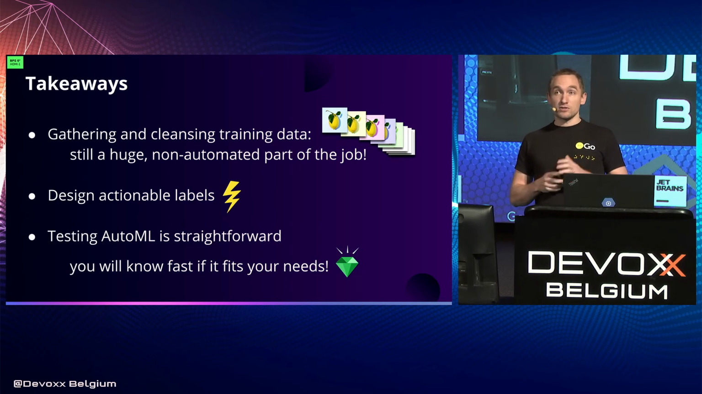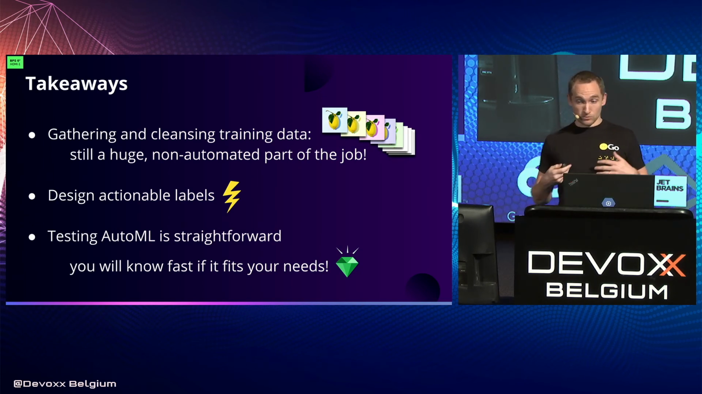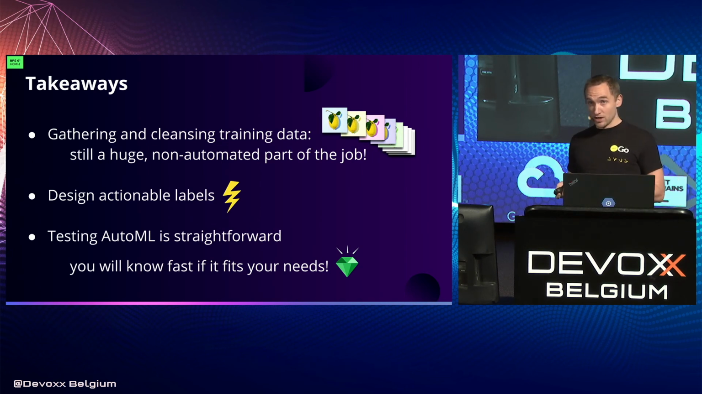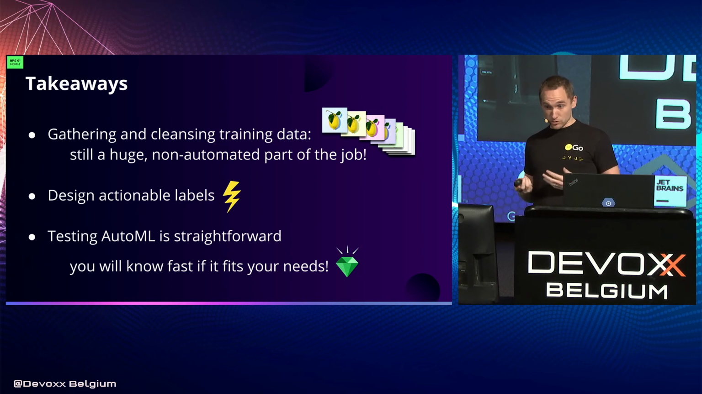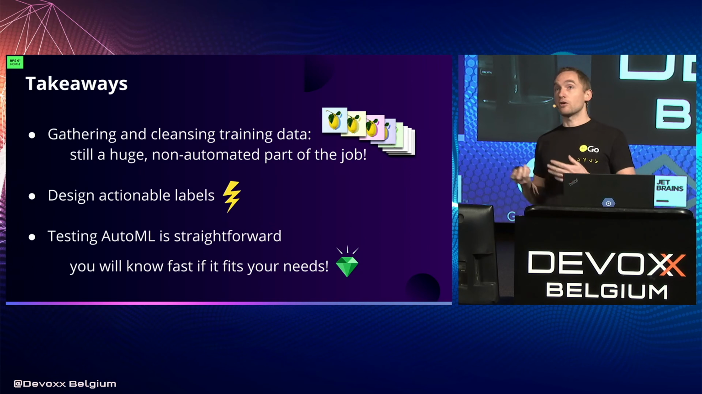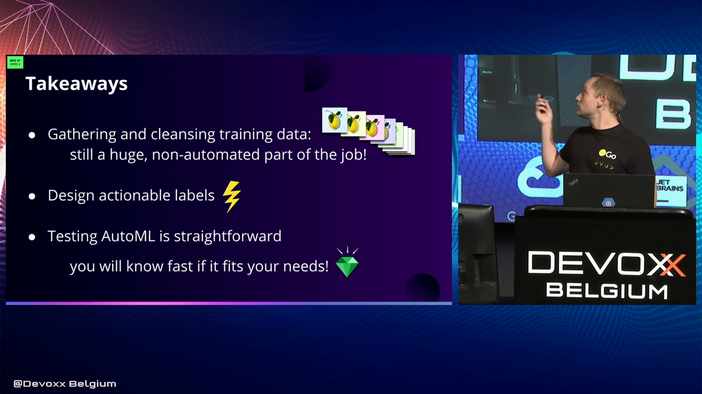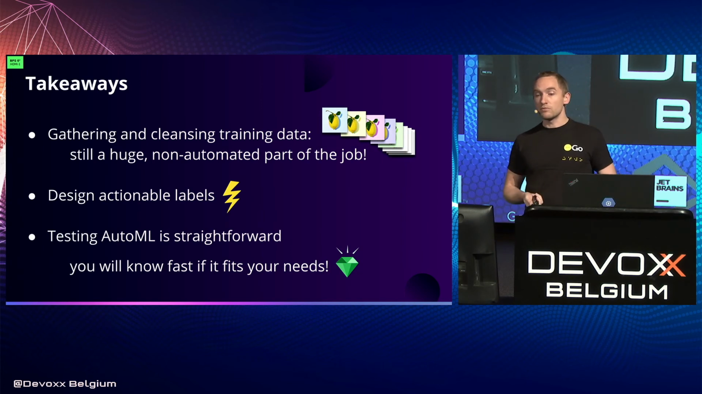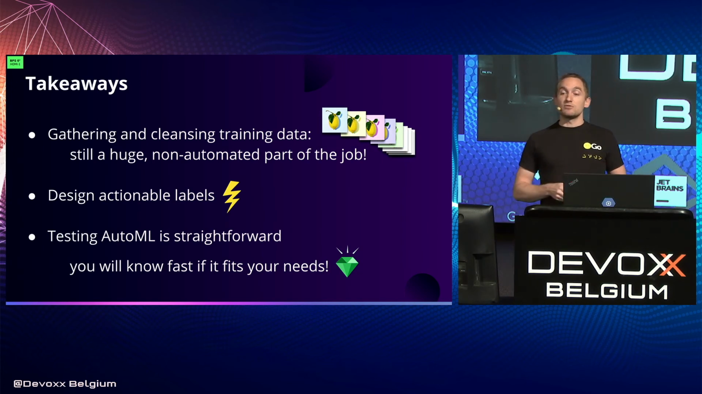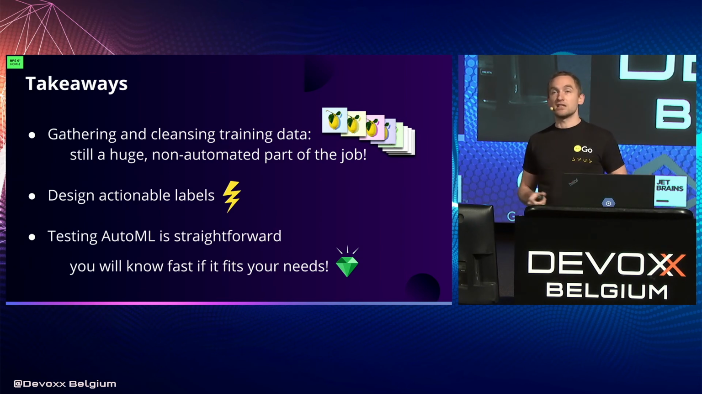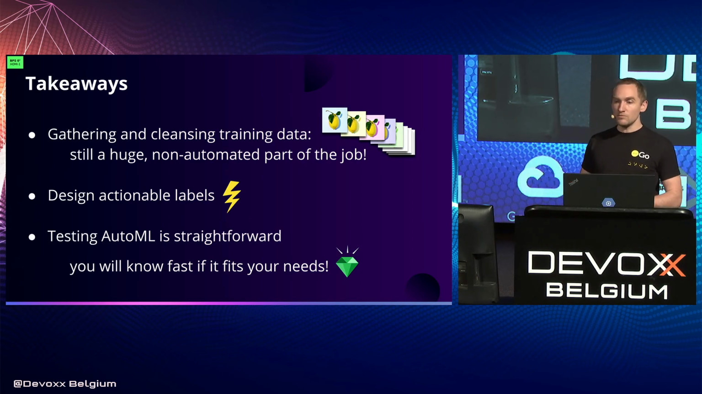Takeaways are, first, a warning. You still need to gather a lot of data. The more input data you have, the better your data set for the training is, and the better the results of your classifier will be in terms of precision and recall. And this is not automated. You have to do the work. My advice is to design actionable labels. So think of what would make sense in your system, something you can make decisions upon.